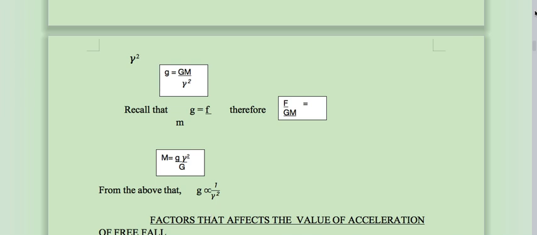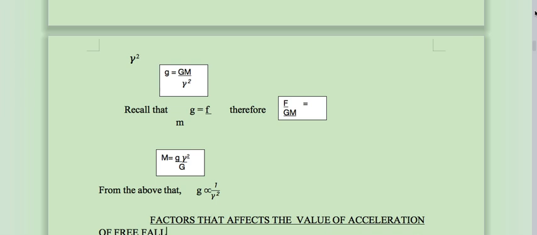From the above description, we notice that g is always inversely proportional to r squared. What does it tell you? That the acceleration due to gravity, when you increase the distance separating them, will decrease. It is inversely proportional. It is not directly proportional. But the acceleration due to gravity and the universal constant G is directly proportional.